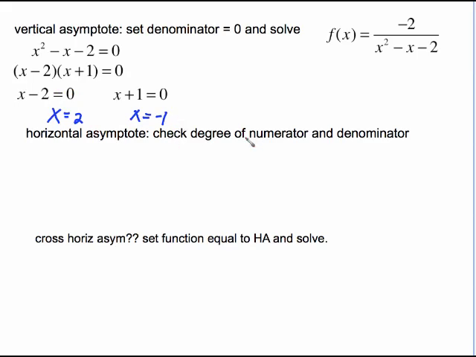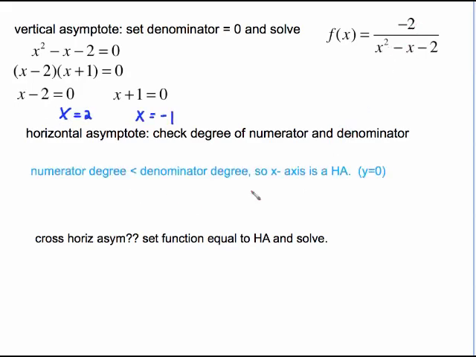Horizontal asymptote, we want to check the degree of the numerator and denominator. Well, the degree in the numerator is 0. The degree in the denominator is 2. Therefore, the numerator degree is less than the denominator degree. So we have the x-axis is our horizontal asymptote. That is the line y equals 0.